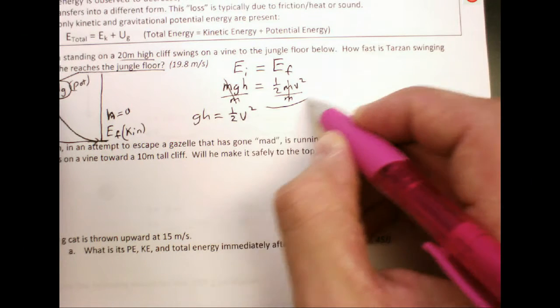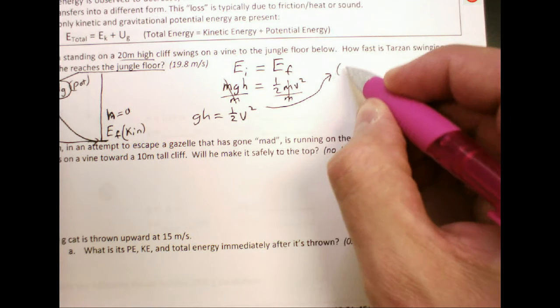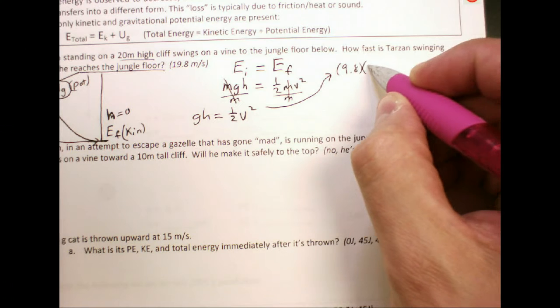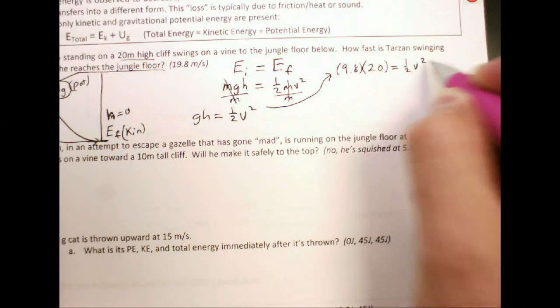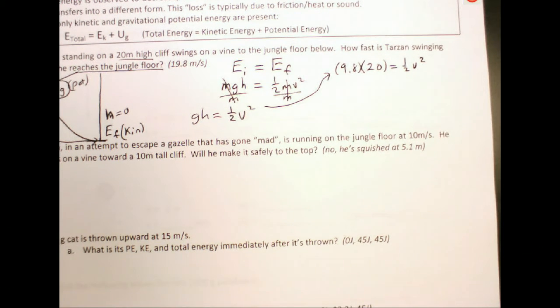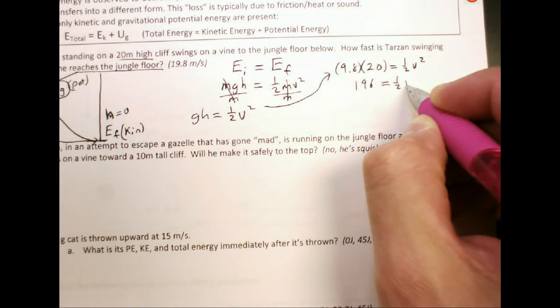Let's bring this up over here and substitute everything in. g is 9.8, h is going to be 20 meters, equals 1/2 v squared. We're solving for v. 9.8 times 20 is going to be 196, and that equals 1/2 v squared.